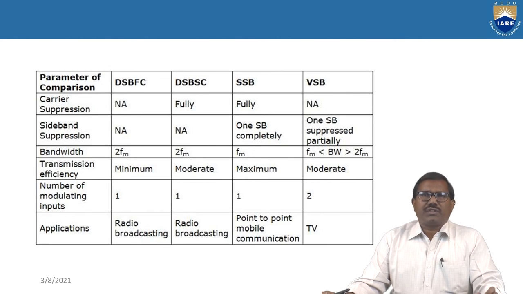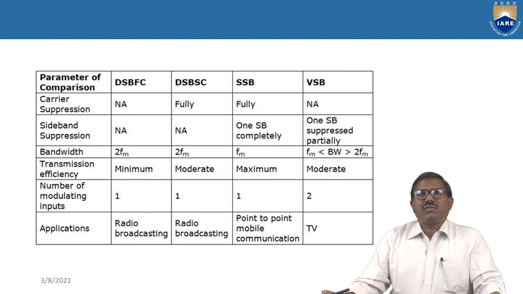So first, carrier suppression. In DSB-FC, full carrier, in standard AM, we do not suppress any carrier. And in DSB-SC, we are going to suppress the carrier fully. And SSB-SC also, we are going to suppress the carrier fully. And sideband suppression. So in SSB, we are going to suppress only one sideband completely. Whereas in DSB-FC and DSB-SC, no sidebands are suppressed. Whereas in VSB, one sideband is suppressed partially.